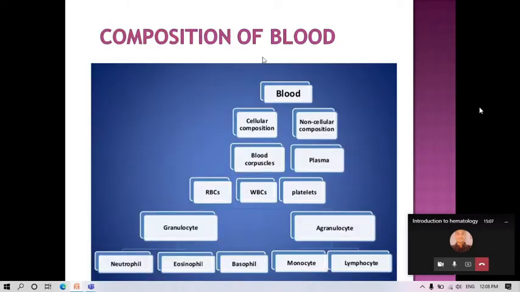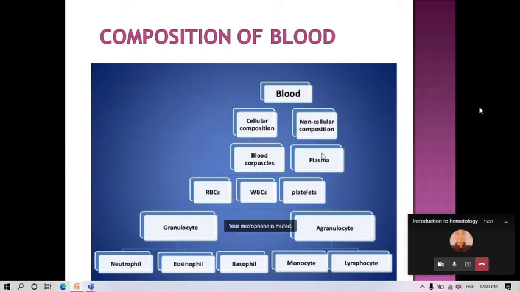So what is the composition of blood? In the cellular composition, we have these blood corpuscles or blood cells: red cells, WBCs, and platelets. Among the WBCs, they can be granulocytic cells or agranulocytic cells. Granulocytic means the cytoplasm has granules, while in agranulocytes the cytoplasm lacks granules. Among the granulocytes we have neutrophils, eosinophils, basophils, and in the agranulocytes we have monocytes and lymphocytes. So the cellular composition is made up of these cells, while the non-cellular composition is known as plasma.